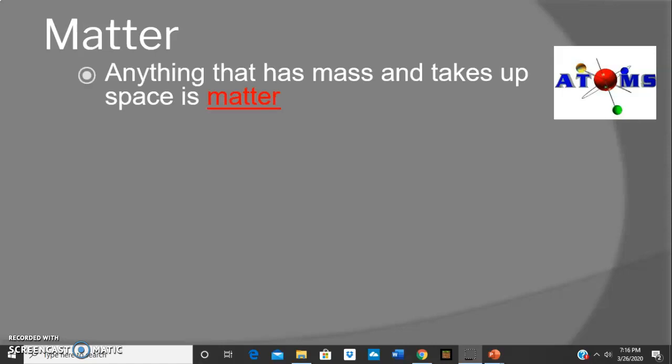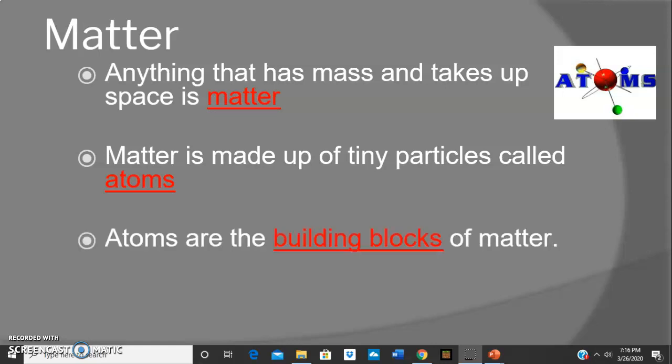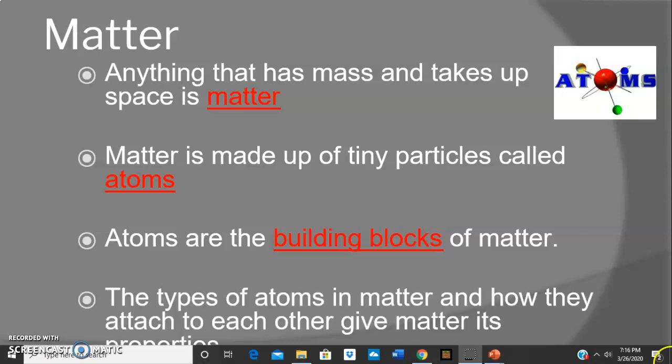All right, so matter. Anything that has mass and takes up space is matter. So if it has a volume and has a mass, it is matter, right? Matter is made up of tiny pieces, and those tiny pieces are called atoms. Atoms can be considered the building blocks of matter. Everything is made of atoms, everything you touch on a daily basis, right?